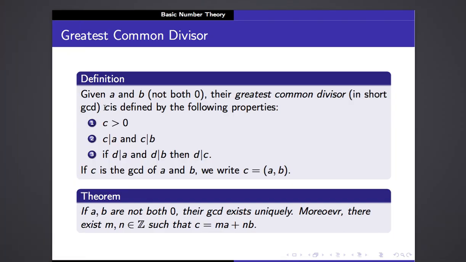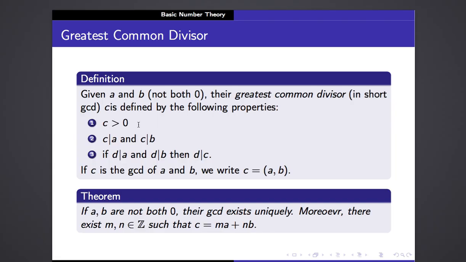So we are calling it C. The greatest common divisor of A and B, C, is defined by the following properties. So these are the axioms for C to be the greatest common divisor of A and B.